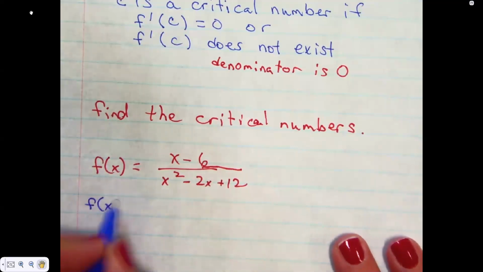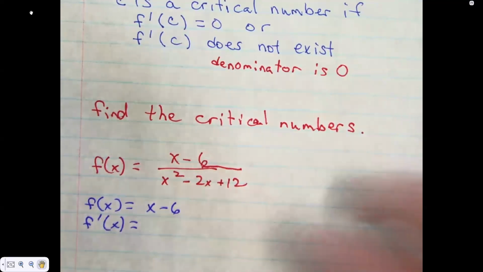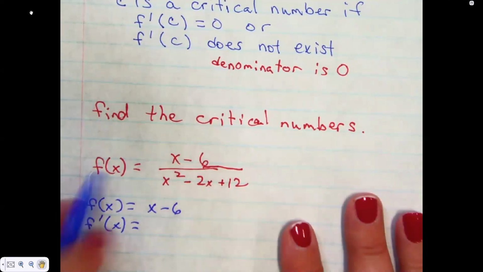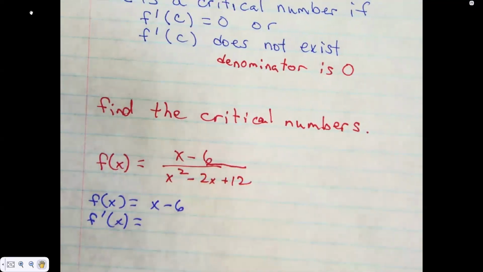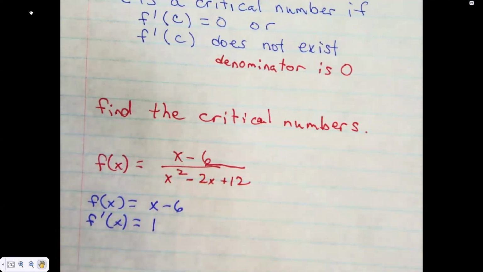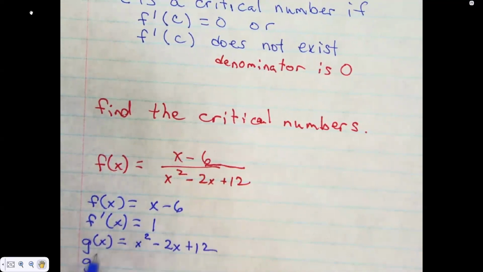So f of x is x minus 6. What is its derivative? Remember, we're not talking about this f of x anymore, we're just talking about the general numerator and denominator. At least we get lucky. What is its derivative? 1. That goes to 1 and that goes away. And g of x is x squared minus 2x plus 12, and its derivative is, roll it down, subtract 1. The 1 goes to a 0, but you still subtract 1, goes to 0.